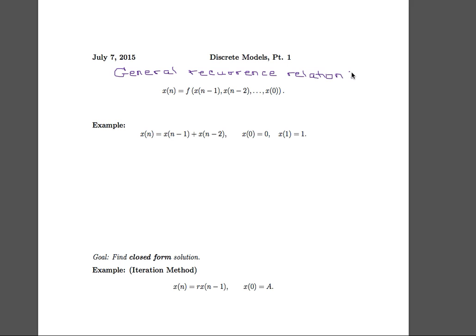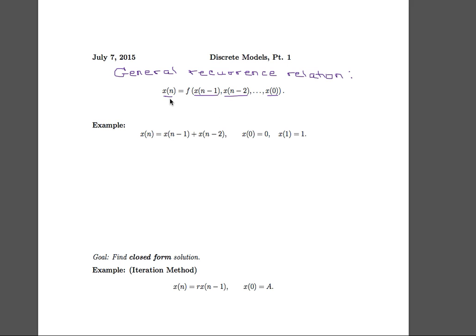So the general recurrence relation is defined to be x of n. So x is the quantity that we're talking about, and this n denotes that it's the amount of that quantity after n time steps. So the amount of the quantity after n time steps is going to be some function of the amounts of that quantity at previous time steps. And it may not explicitly be a function of all of its previous quantities, but just some number of the previous quantities, potentially all the way back to its initial quantity at time 0.